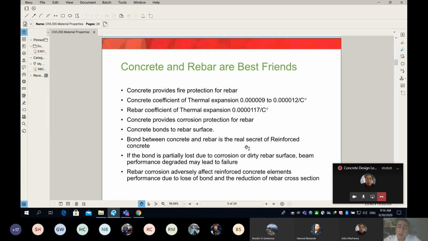Because of something very interesting: the thermal expansion of the concrete and the steel are very, very close, almost the same. And that's really what makes rebar a good option. Using other materials rather than rebar, even if they are strong, doesn't do well.